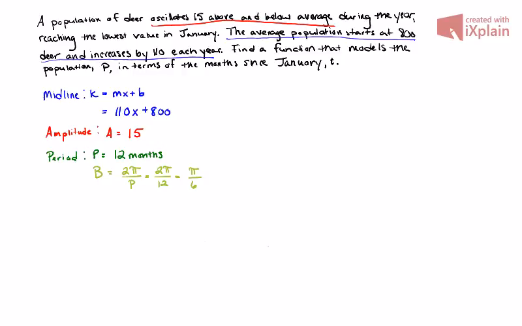The last thing that we need to denote here is what kind of sinusoidal function we are using. And we are saying that the lowest value is in January. So if we let January be our time 0, or our beginning time, we're starting at the bottom. If we're starting at the bottom, this equates to a negative cosine.